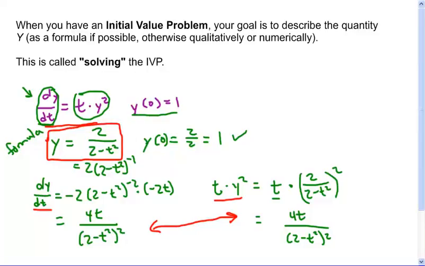That's a case where you were given an initial value problem, and we came up with a formula, and we just checked that it works. Again, I'm stressing, I haven't shown you how I got that answer, but the thing to focus on now is that we can check whether or not it works.